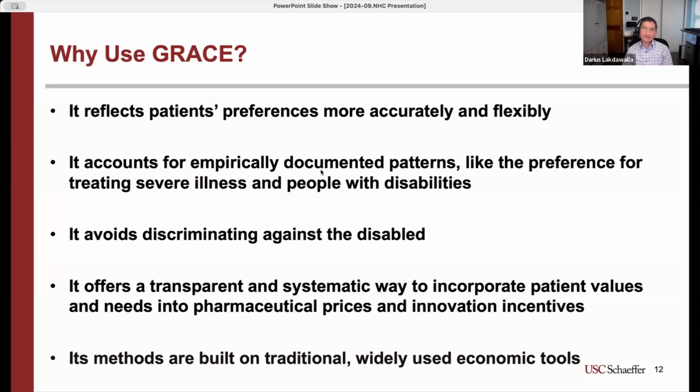And the final point is that GRACE is not pulled out of thin air. It's really built on very traditional, widely used and widely understood economic tools, like the concept of diminishing returns, which is something we teach every first year student in economics. And we're bringing that back to the study of valuation and health, rather than blowing everything up and starting from scratch, which I don't think is the right thing to do for us to move forward.